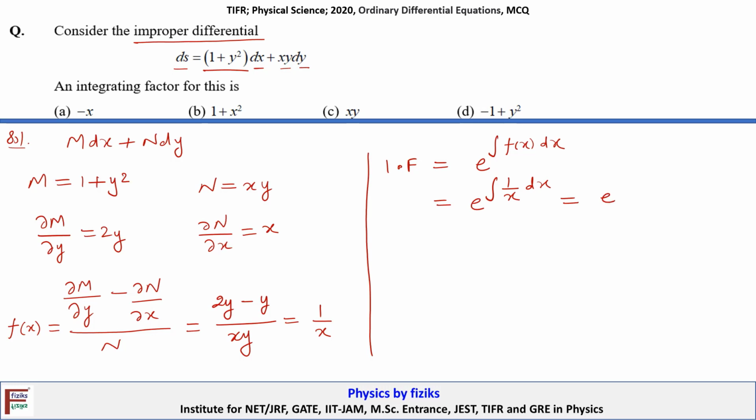Now this can be written as e to the power ln of x, and from here this is equal to x. Hence the integrating factor is x, and of course any constant multiple of this integrating factor is again an integrating factor. Therefore minus x is also an integrating factor for the given differential equation, and hence option A is the correct option.